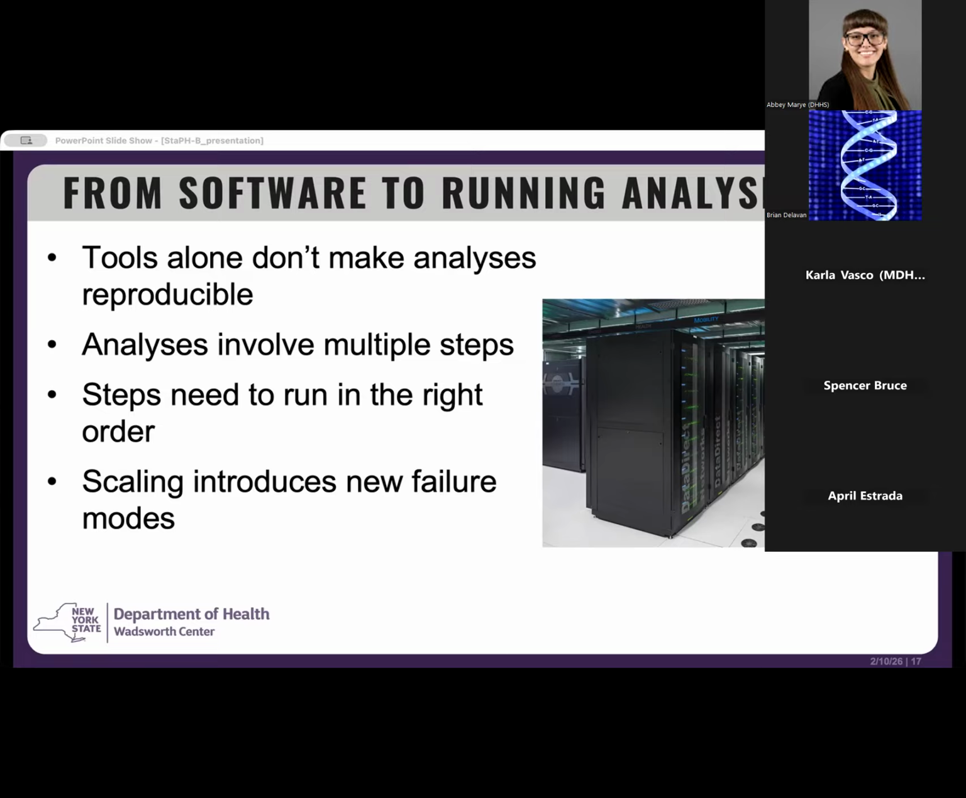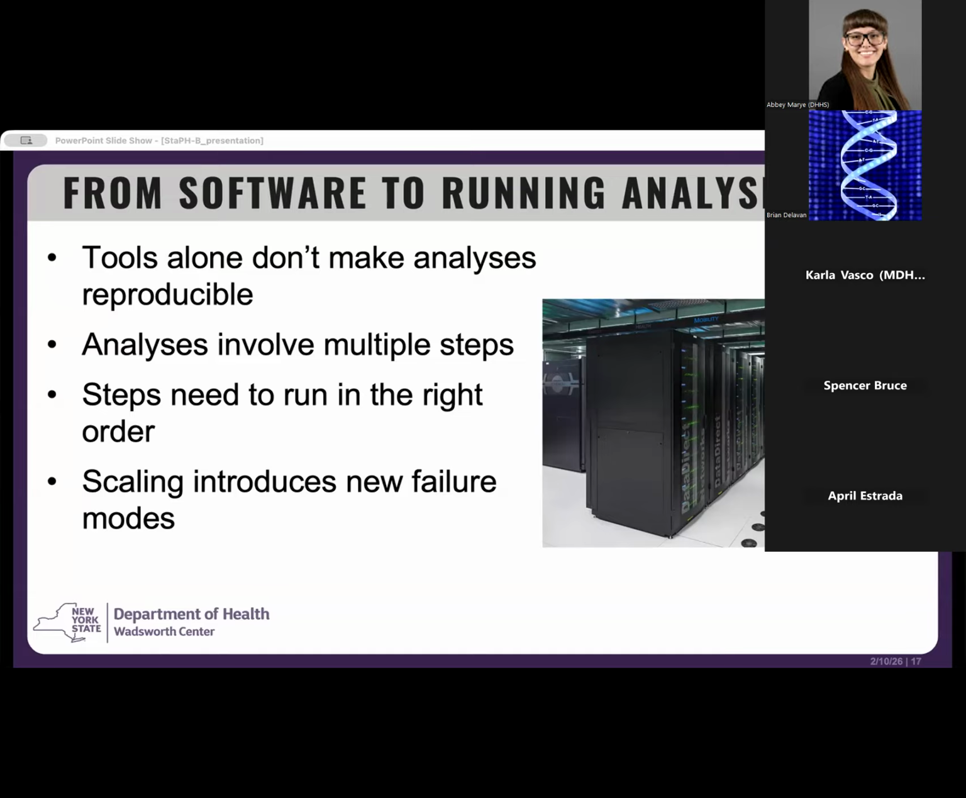So most bioinformatics analyses are not a single command. We develop pipelines, right? They involve multiple steps, quality control, pre-processing, reporting, etc. So those steps need to run in the correct order. If something runs too early or too late or with the wrong inputs, the whole thing can fail entirely, right? So as soon as you scale your analysis, more samples, more data, more compute, we have all these new kinds of failures that might appear.